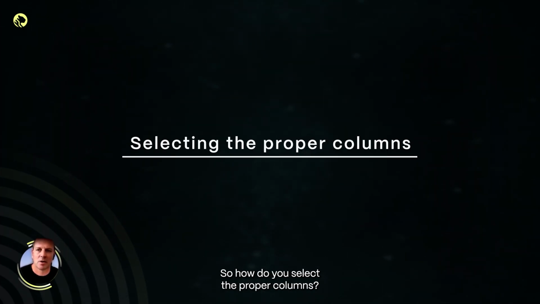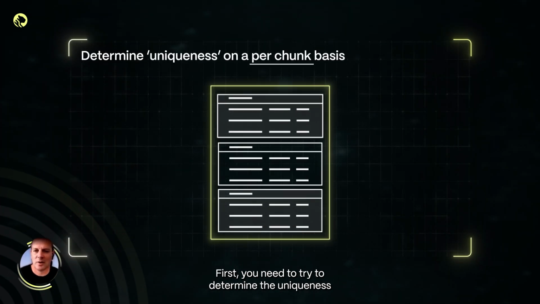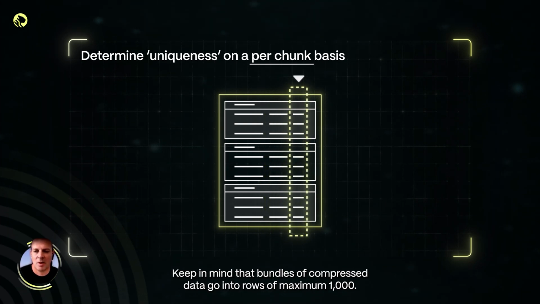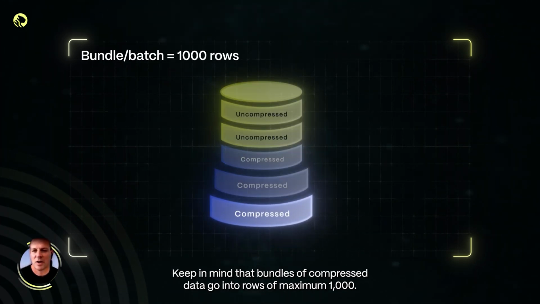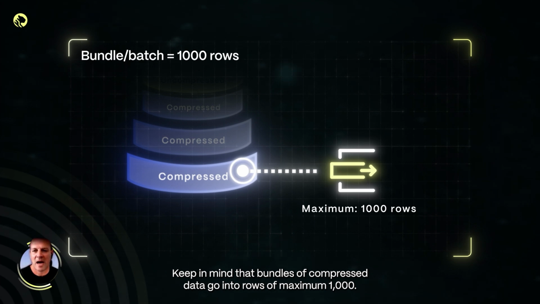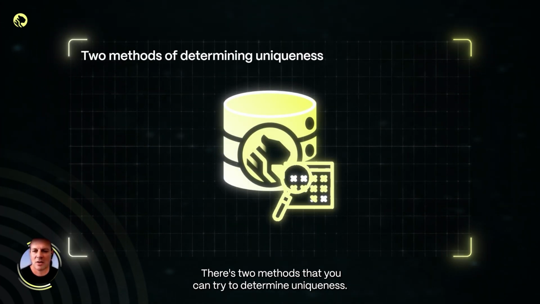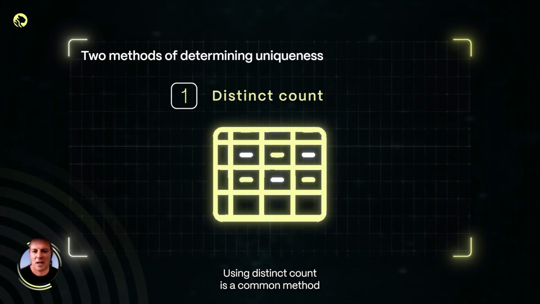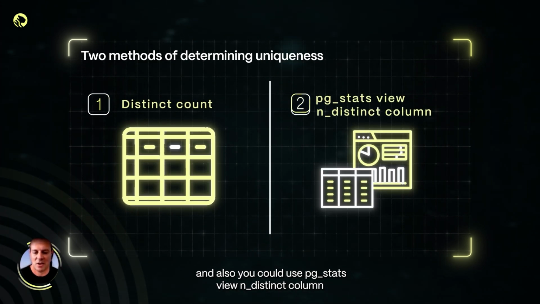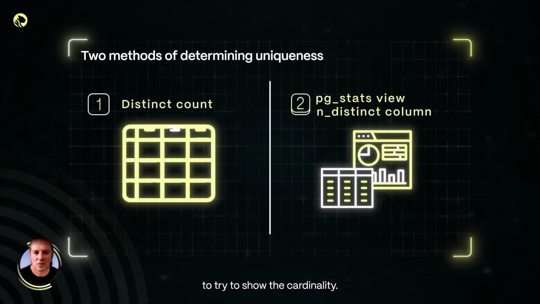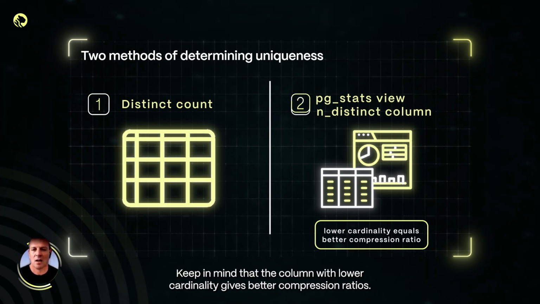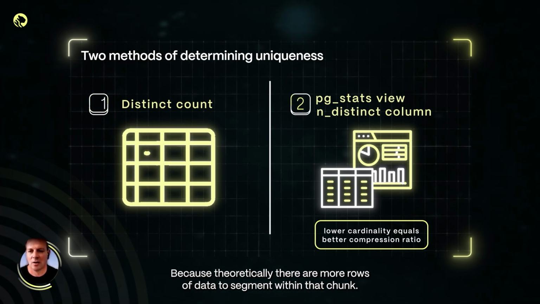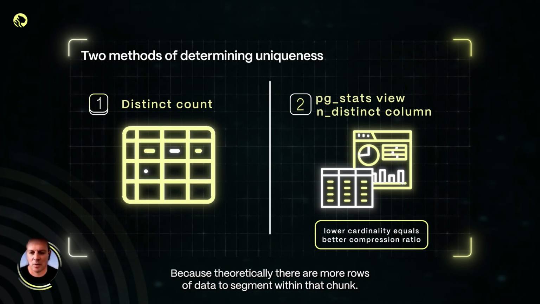So how do you select the proper columns? First, you need to try to determine the uniqueness on a per chunk basis of the different columns that you have. Keep in mind that bundles of compressed data go into rows of maximum 1,000. There's two methods that you can try to determine uniqueness using. Distinct count is a common method, and also you could use the pg_stats view and n_distinct column to try to show the cardinality. Keep in mind that the column with lower cardinality gives better compression ratios because theoretically there are more rows of data to segment within that chunk.